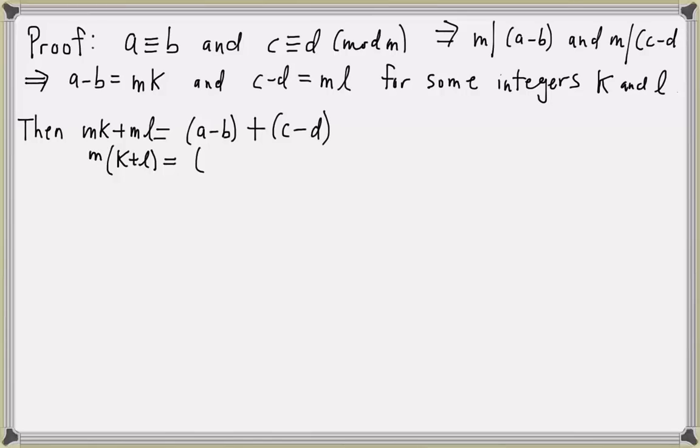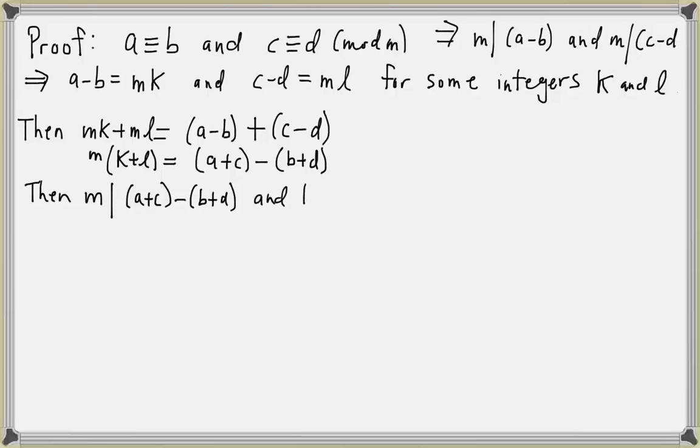rearrange the terms. So I have a positive A and a positive C, so A plus C, and I have a negative B and negative D, so if I factor out a negative sign, I can write this as A plus C minus the quantity B plus D, and we see that M times an integer equals A plus C minus B plus D. Therefore, M divides the quantity A plus C minus B plus D. Therefore, A plus C is congruent to B plus D mod M.